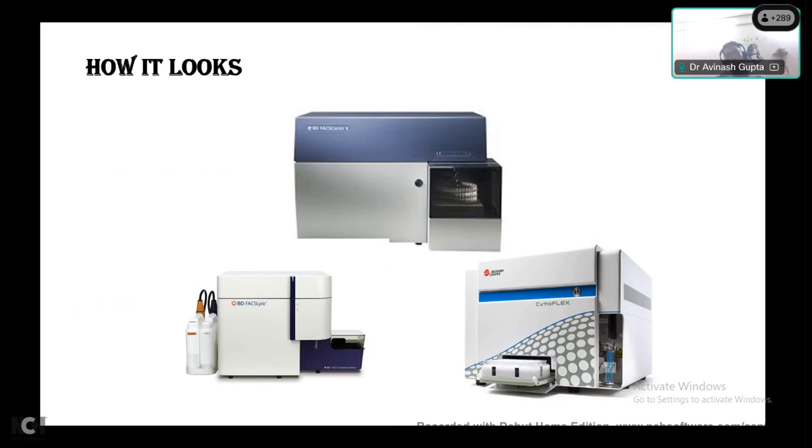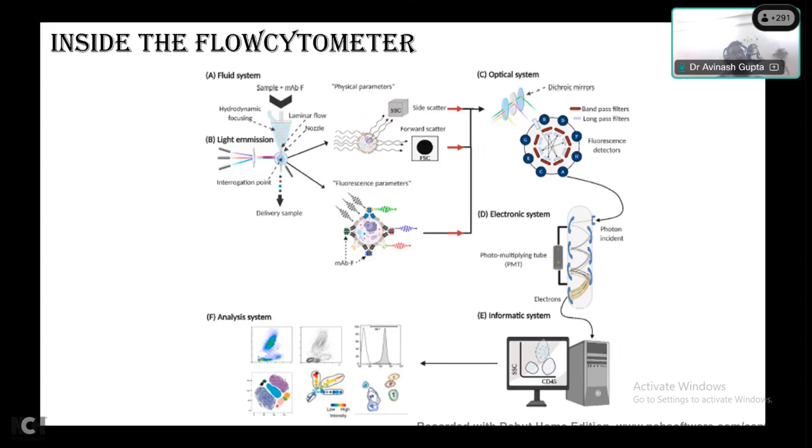So how does a flow cytometer look? These are the common flow cytometers which are there in most diagnostic labs. BD and Beckman are the leaders in India. The FACSCanto is 8 to 10 color. Then Navios, Cytoflex, is 13 color. And BD Lyric is 10 to 12 color. Configurations are there.